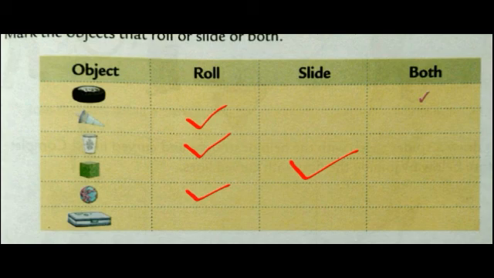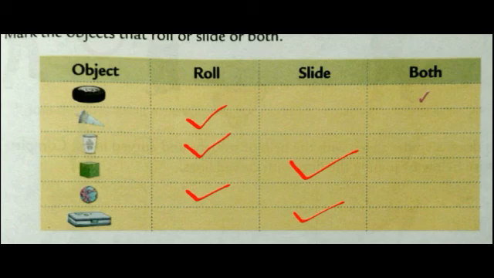Now see the last picture. It is a picture of a compass box. If you push it along the floor, it will slide and go to the other place. It will not roll. It will slide. Okay, so slide is the correct answer and we have to put a tick on that.